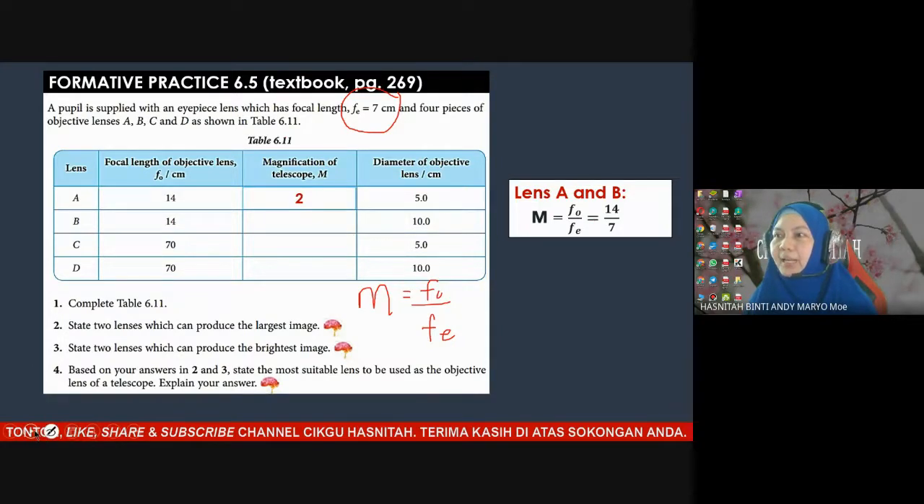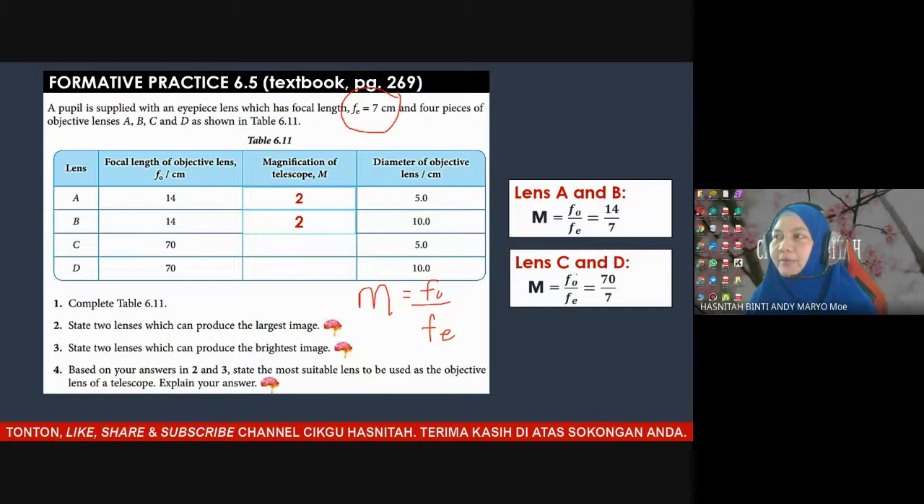Lens A and lens B. Meanwhile, for lens C and lens D from this formula, 70 is the FO and 7 is the FE. So it will give you 10 for each. Okay, easy. Then we have completed table 1. Done with the first question.